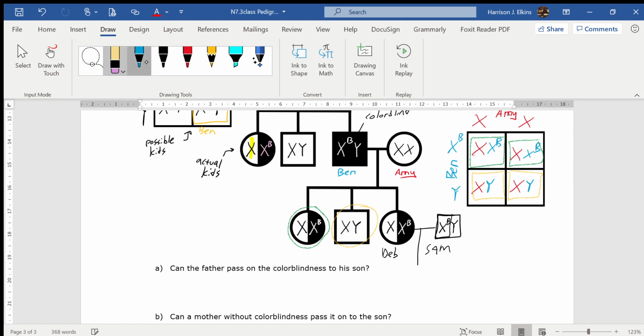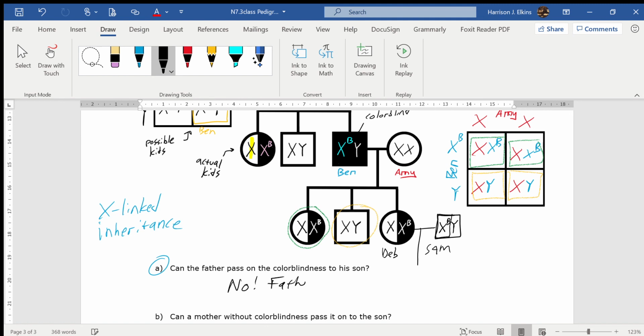All right, so let's answer these questions. Inside of X-linked inheritance, which means the gene is on the X chromosome, can the father pass on colorblindness to his son? Well, let's look at an example here. Here's Ben, and here's Ben's X chromosome. It's mutated. Can he pass this on to his son? Oh, no, because his son does not get his X chromosome from his father. He gets it from his mother. So he only gets his Y chromosome from his father. So that XB will never be passed on to the son. So you'll never see a condition passed on from father to son if it's X-linked.